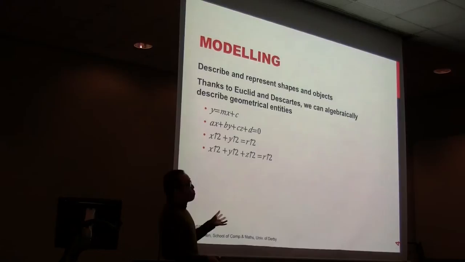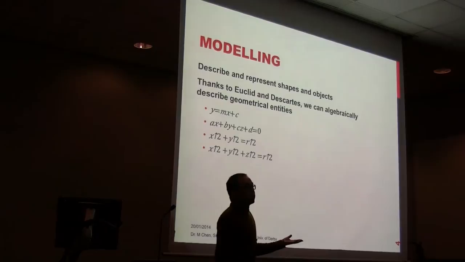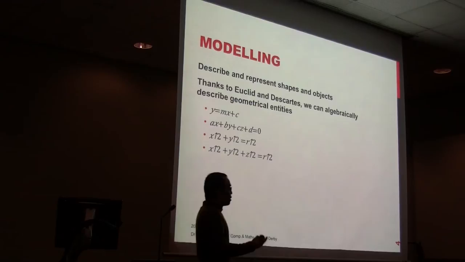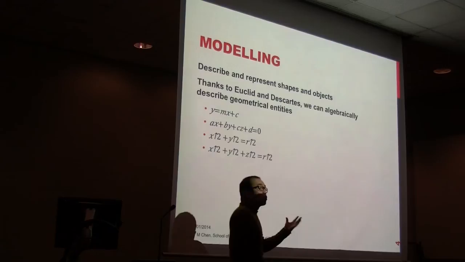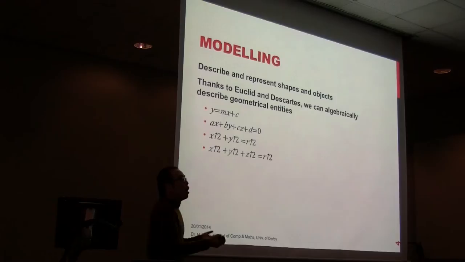One of the most influential contributions from Descartes is Cartesian coordinates. Anyone use Cartesian coordinates? Good. So, the Cartesian coordinates actually allowed us to have a model of an object, and also allowed us to draw this object so we can see it.